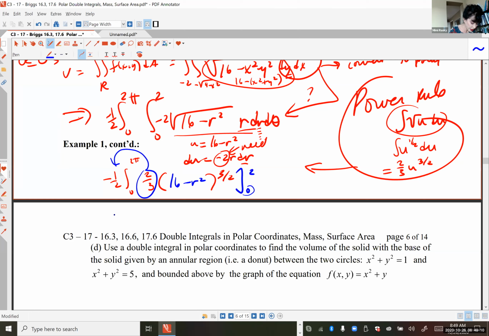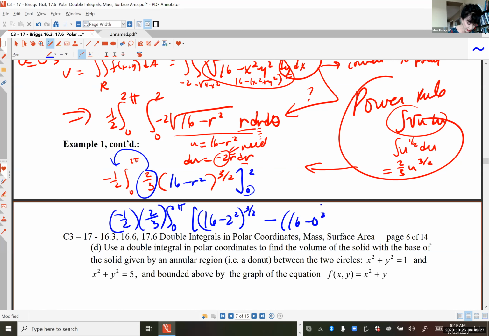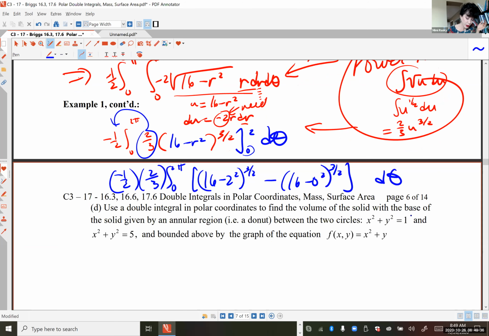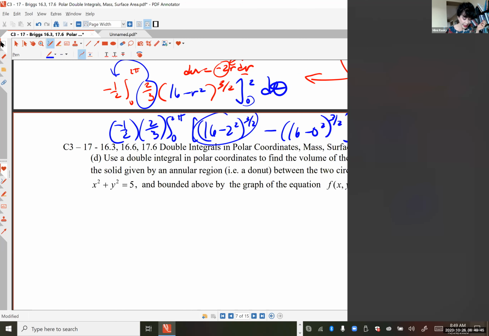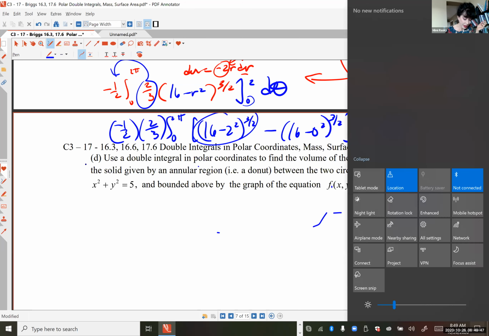So I'm going to pull the 2/3 out and multiply the -1/2 with the 2/3 here, and then do this very carefully because it's going to be kind of messy. So you're going to have 16 minus 2 squared, that quantity to the 3/2, which is not going to be pretty, minus 16 minus 0 squared to the 3/2. And then we still have to integrate with respect to theta here, so better not forget. So some scratch over here. What the heck is going on? So this first term is 12 to the 3/2. And I'm just going to kind of leave it because I can't seem to get rid of that.